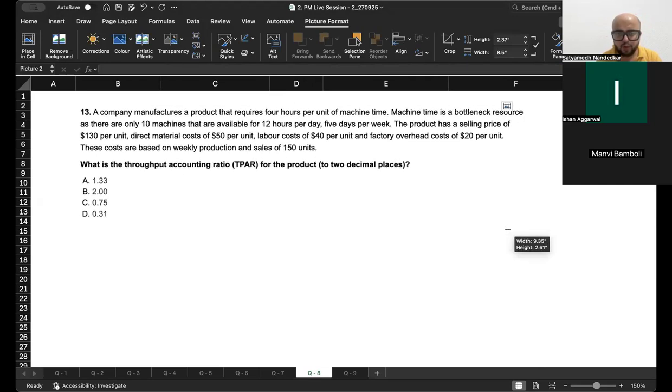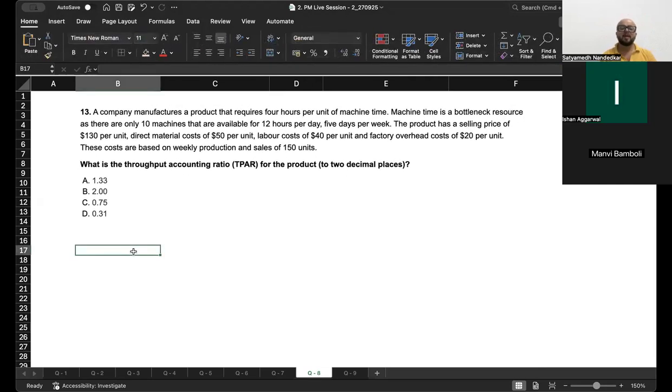Have a look at this one. They want you to calculate throughput accounting ratio. A company manufactures a product that requires 4 hours per unit of machine time. Machine time is a bottleneck resource. There are only 10 machines available for 12 hours a day, 5 days per week. The product has a selling price of 130 per unit and material cost of 50 per unit, labor cost of 40 per unit and factory overhead cost of 20 per unit. These costs are based on weekly production and sales of 150 units. What is throughput accounting ratio?